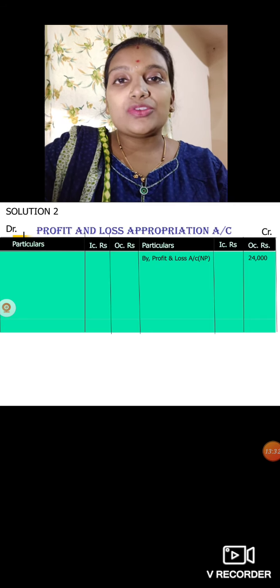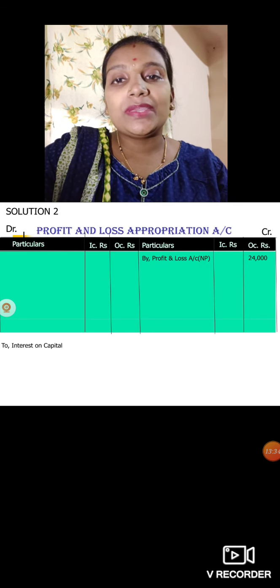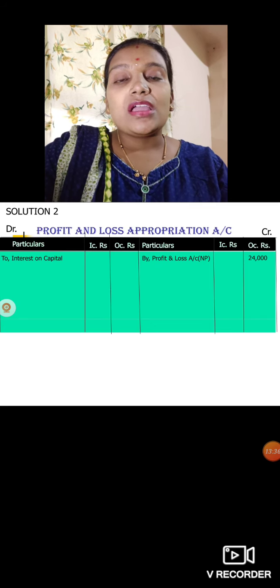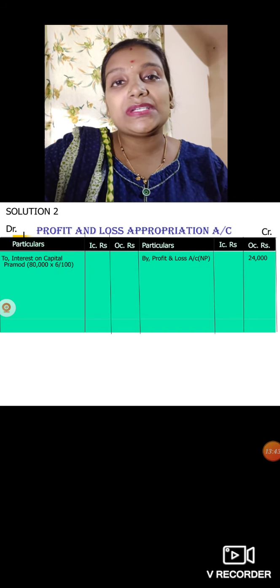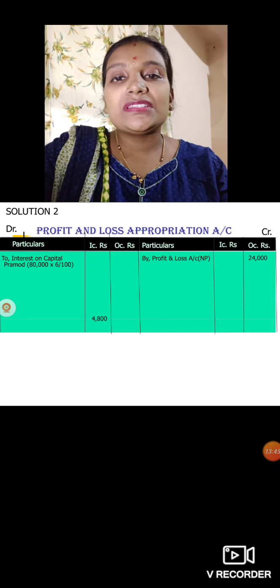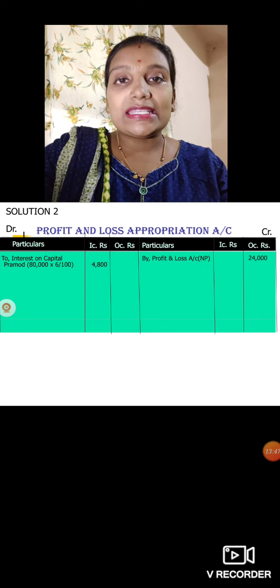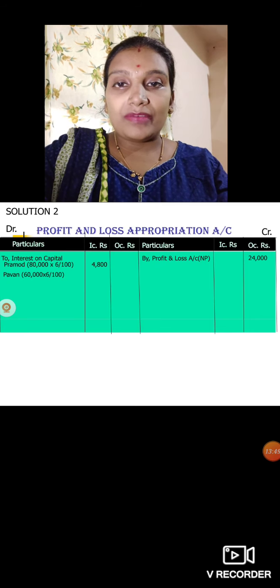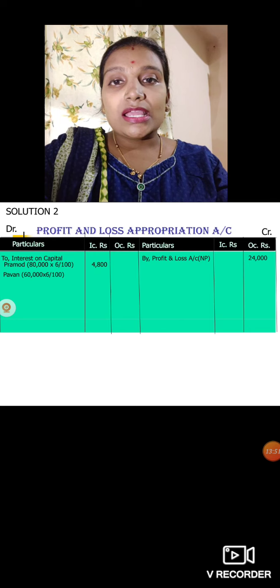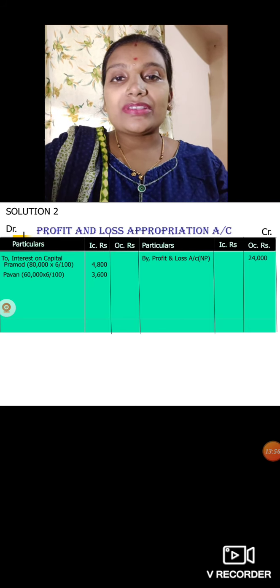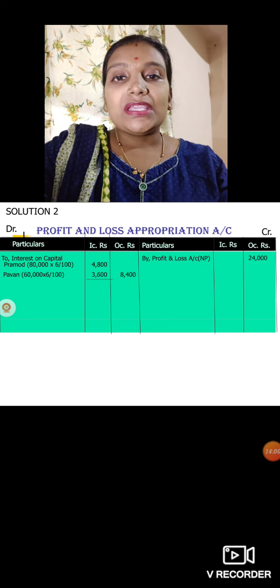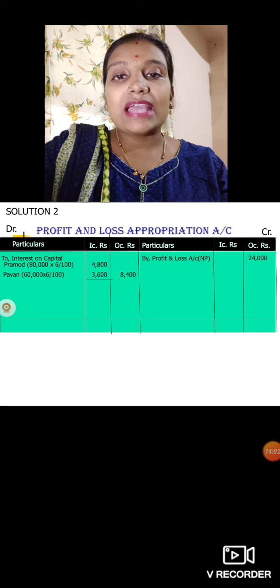Then what all do we have to pay? Interest on capital first we should pay. So to interest on capital. Two partners we have here, right? Pramod, how much capital is he having? 80,000. On that 6%. So 80,000 at 6%, we will get 4,800. Then next we have Pawan here. Pawan 60,000 at 6%, you will get 3,600. So total interest how much do we have to pay for partners? 8,400.